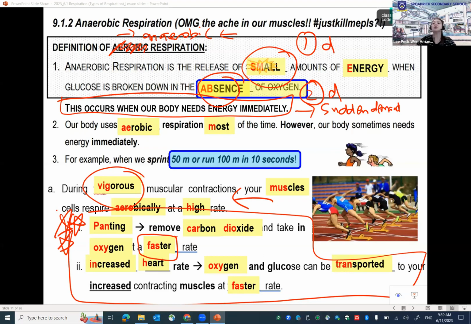Number 2, you also want to make your heart beat faster. And why do you want your heart to beat faster per unit time? So that you can send oxygen around the body to your contracting muscles that are contracting more, at a faster rate compared to normal non-exercise conditions.